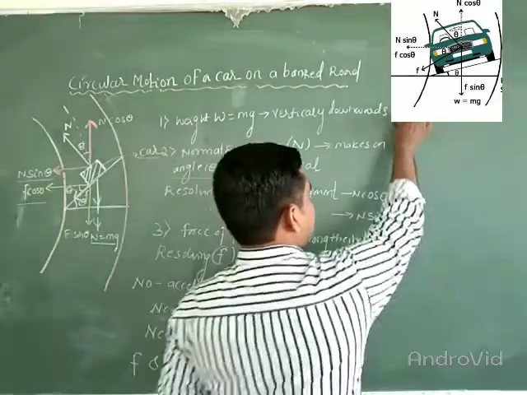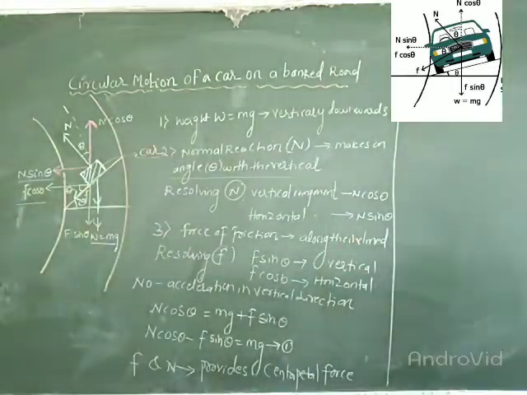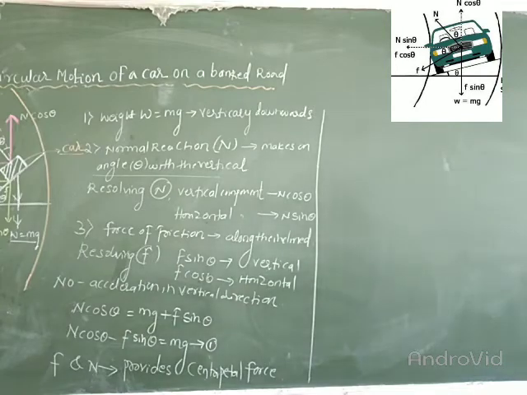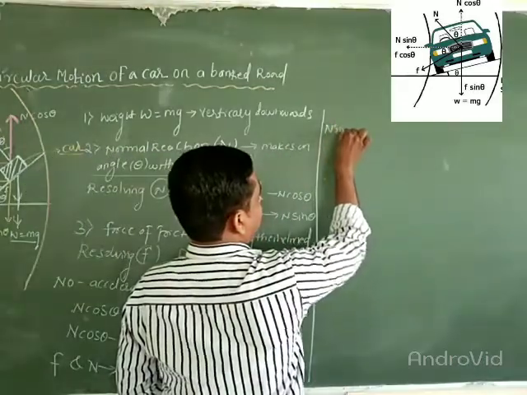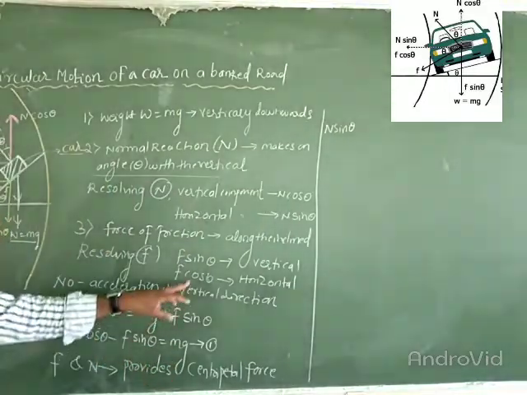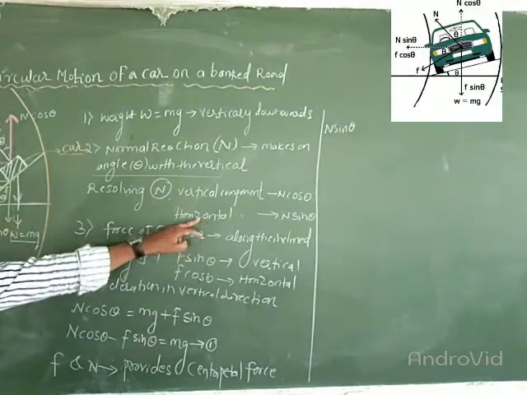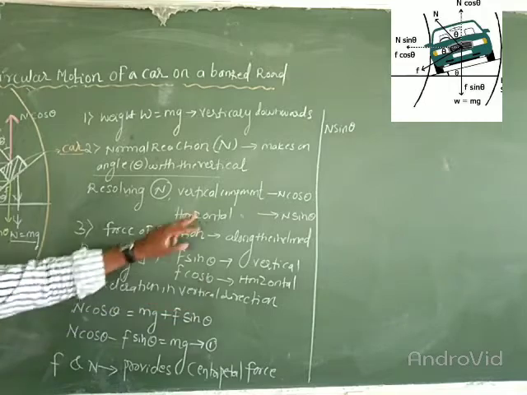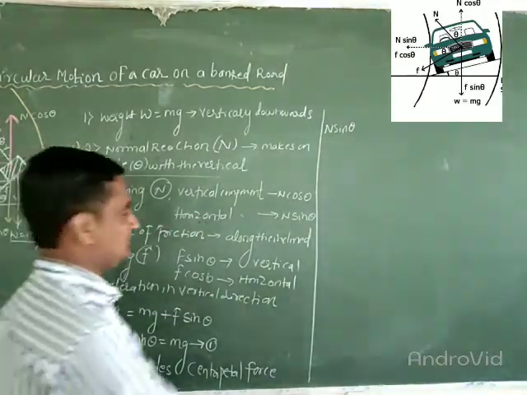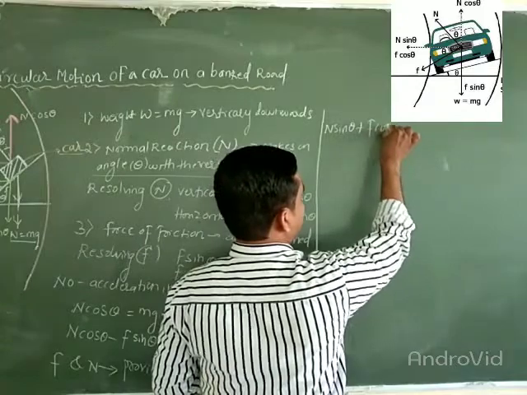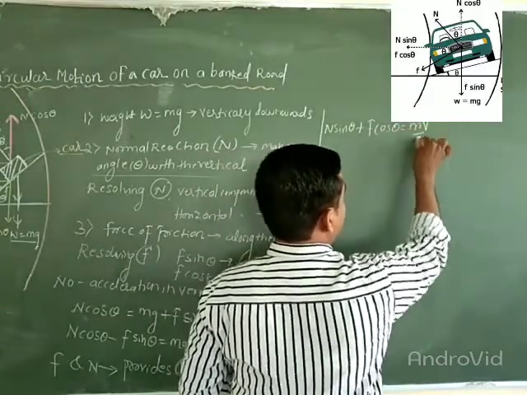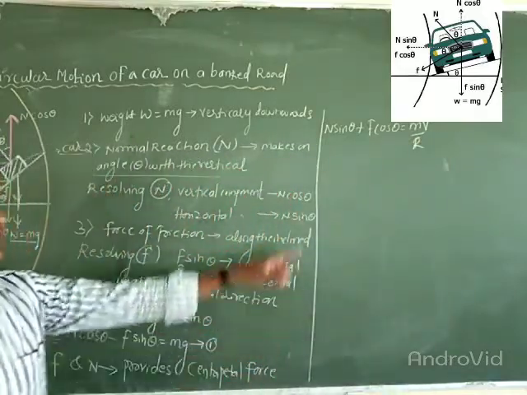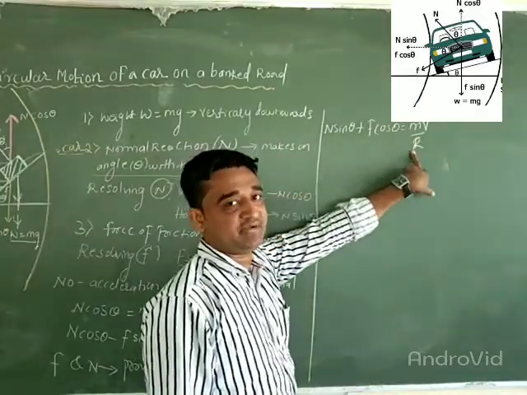Therefore, what we can write here as the next point: this horizontal component N sin theta and this horizontal component F cos theta, both give the necessary centripetal force. Therefore, N sin theta plus F cos theta is equal to mv square divided by r. Right? Where mv square divided by r is the centripetal force.